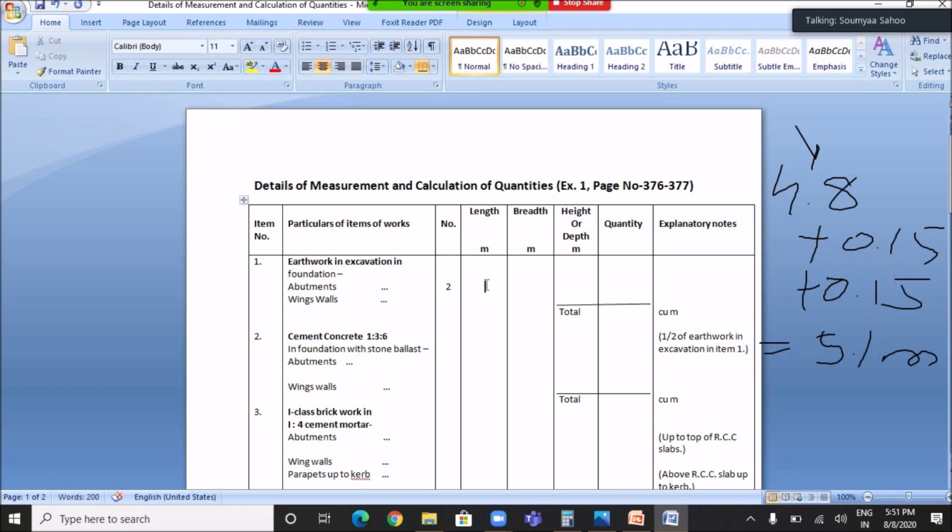The length for which excavation work is done is 5.1 meter, and the breadth is 0.7 meter, and the depth is 0.6 meter. Then wing wall, the number of wing walls is 4, and the length of wing wall is 1.2 meter, and the breadth of the wing wall is 0.7 meter, and the depth of wing wall for which excavation work is done is 0.6 meter. Now we will calculate the quantity.